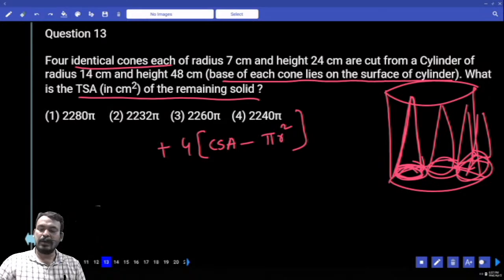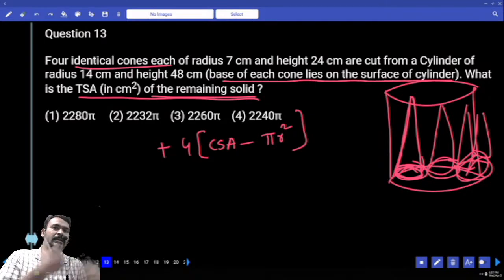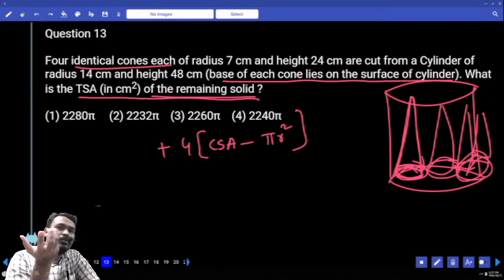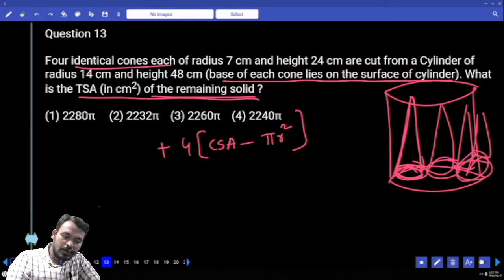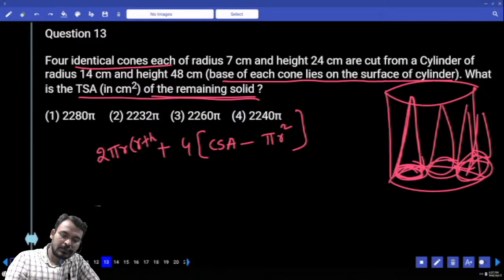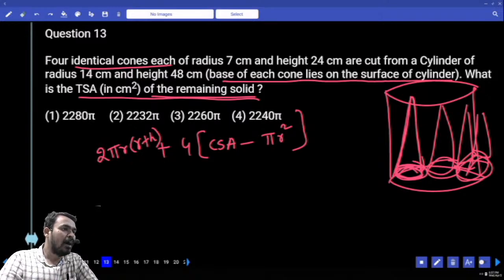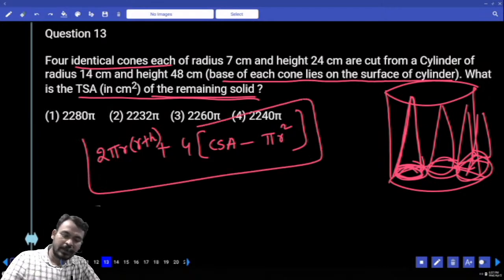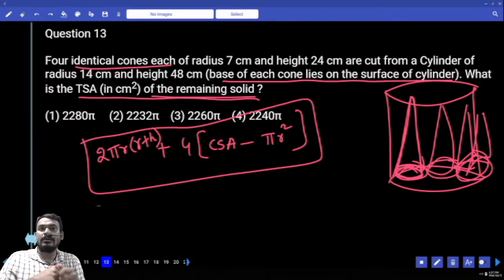Plus, which one do we require? Remaining solid or total solid? Remaining solid. Remaining solid means the remaining portion of the cylinder, so the total surface area of a cylinder. What is the total surface area of a cylinder? 2 pi r into r plus h. These two are added to get the remaining solid.